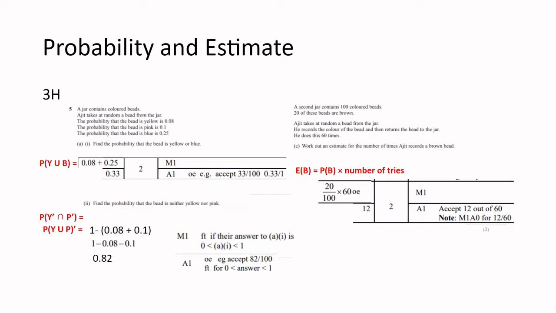Again, you get 1 method mark for showing that you've worked out some fraction of 60. It should be the correct fraction, 20 over 100, or equivalent, so 2 over 10 or 1 over 5, and then your answer mark is 12. They say accept 12 out of 60, but do not accept 12 over 60, because that would just be a fraction of a bead, and that's not correct.